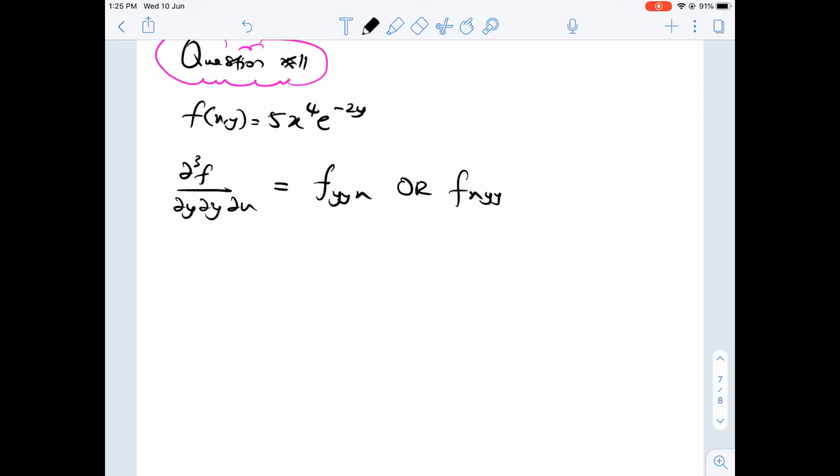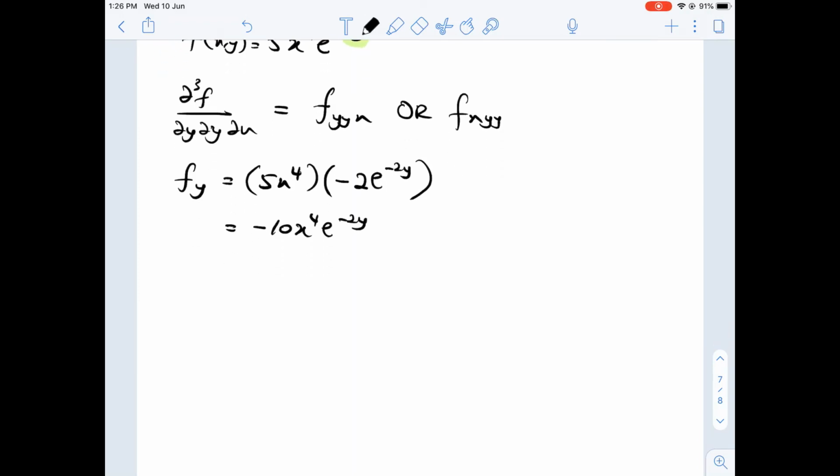Okay, so now let us solve this. Let us differentiate with respect to y first. So we have here the power of exponential, because if you differentiate with respect to y, x becomes a constant, right? So x becomes a constant, just copy it down. 5x to the power of 4, just a constant. Multiply by exponent negative 2y, differentiate with respect to y, we get negative 2 exponent negative 2y. So fy equals 5 times negative 2, we get negative 10 x to the power of 4 exponent negative 2y.